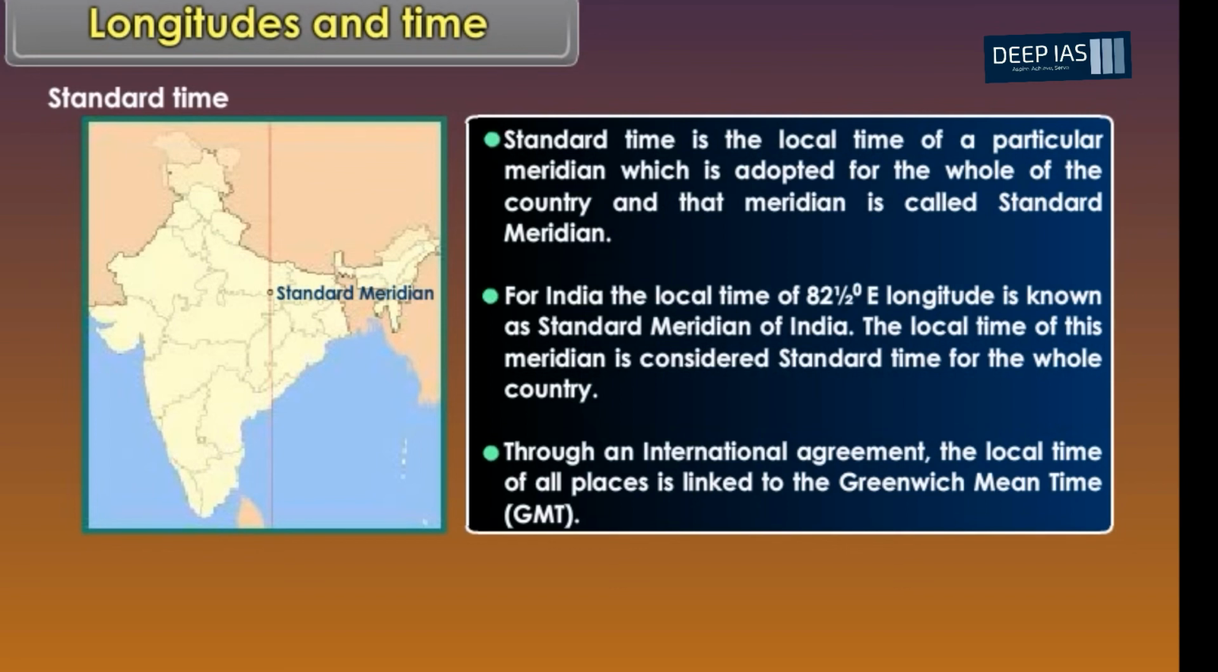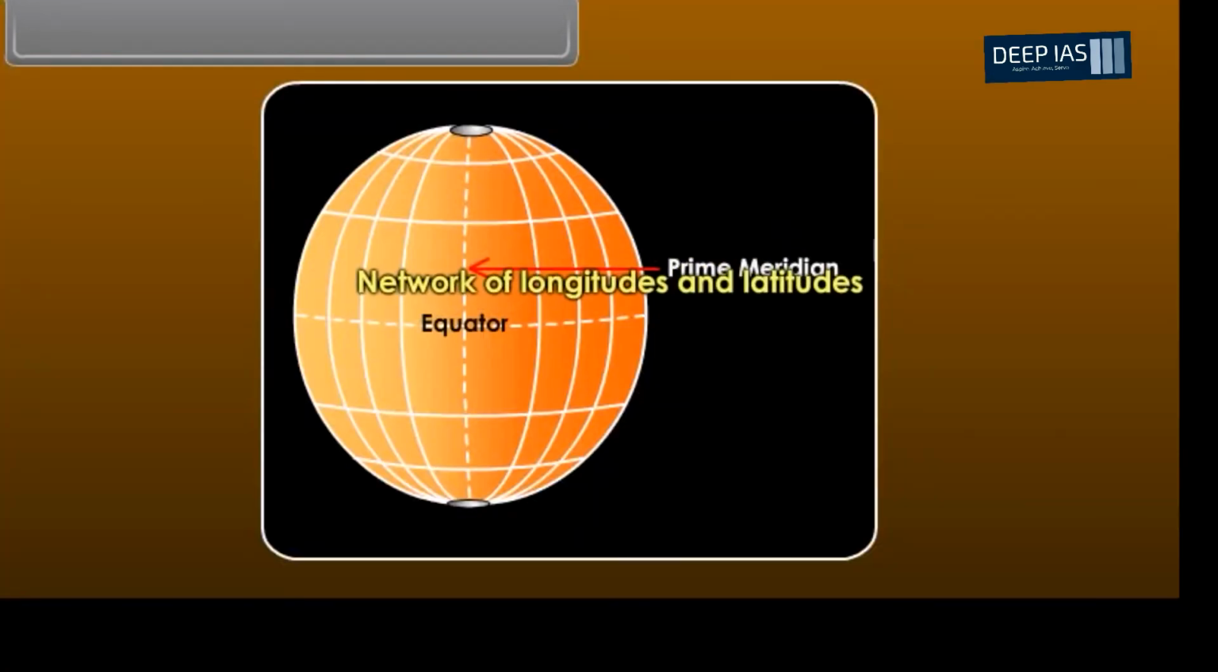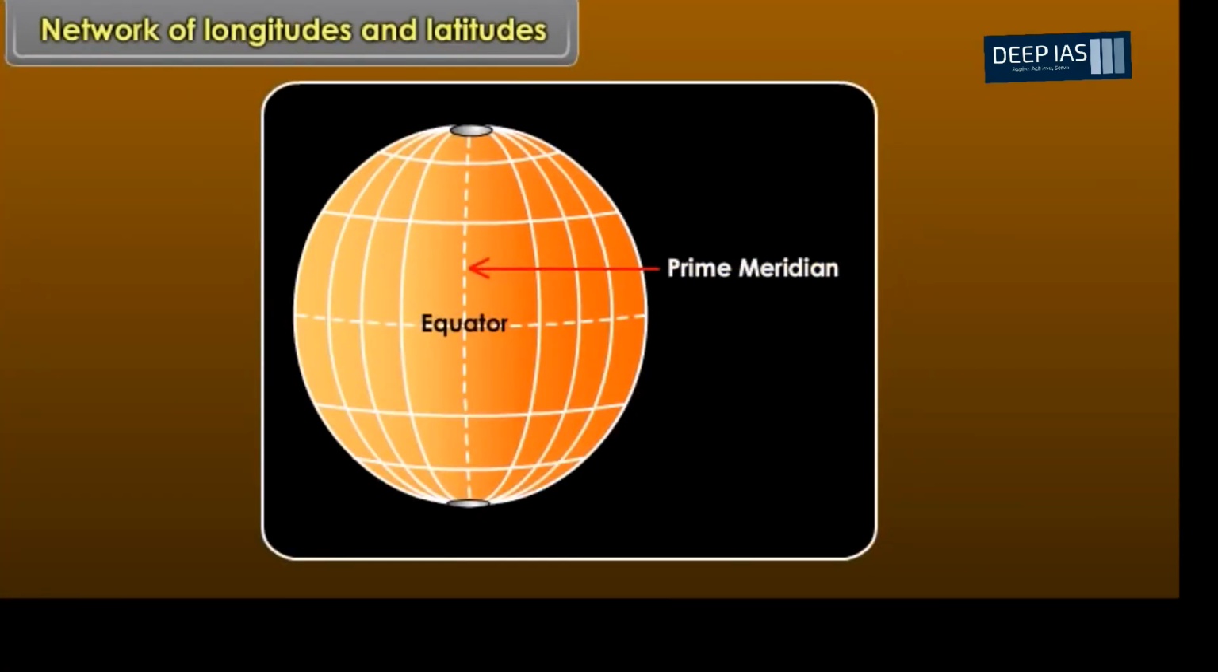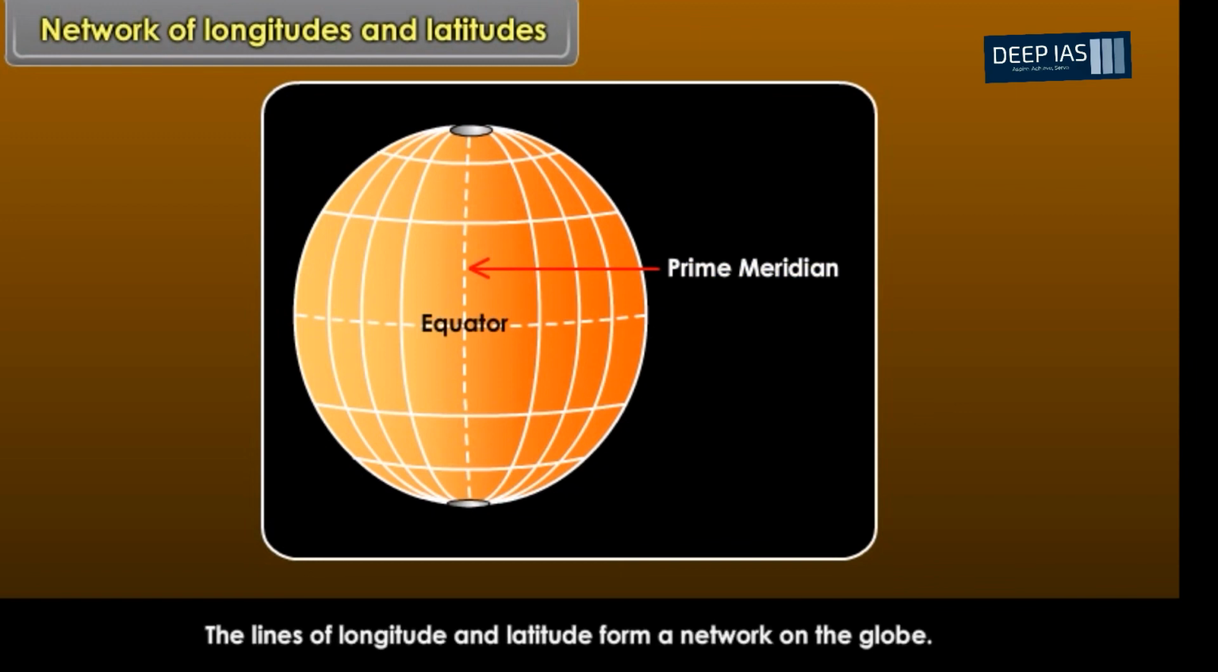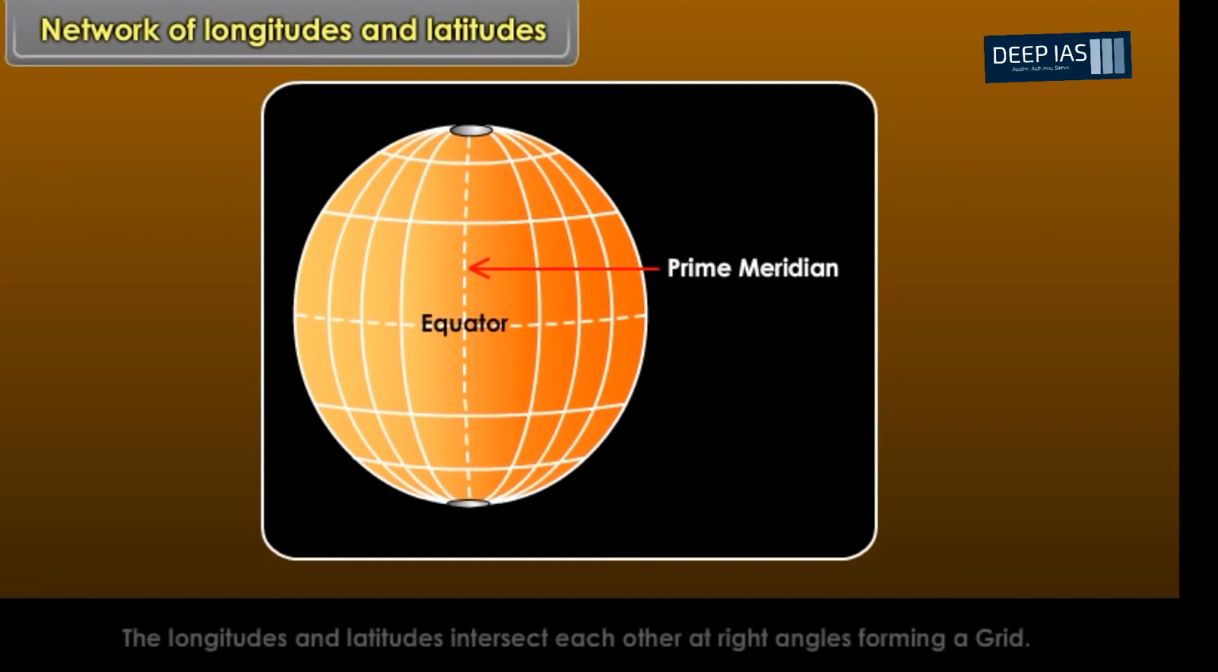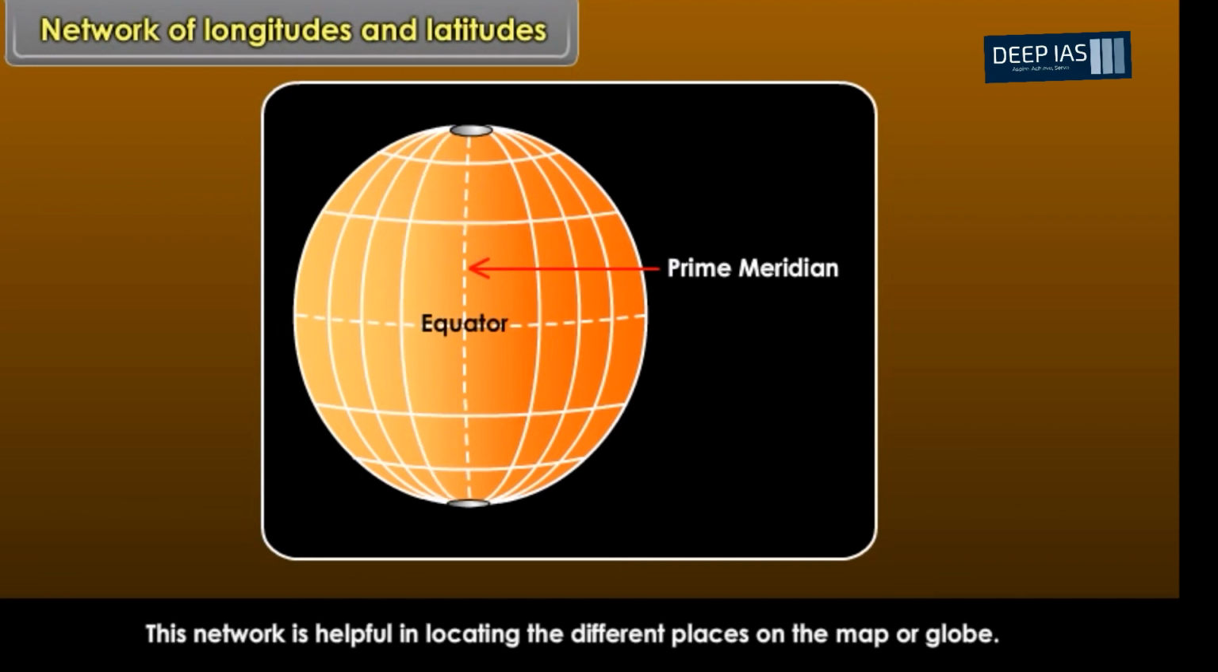Through an international agreement, the local time of all the places is linked to the Greenwich Mean Time, GMT, network of longitudes and latitudes. The lines of longitude and latitude form a network on the globe. The longitudes and latitudes intersect each other at right angles, forming a grid. This network is helpful in locating the different places on the map or globe. Summary.